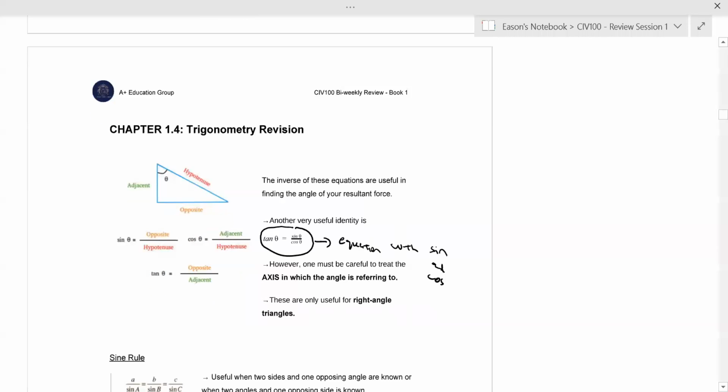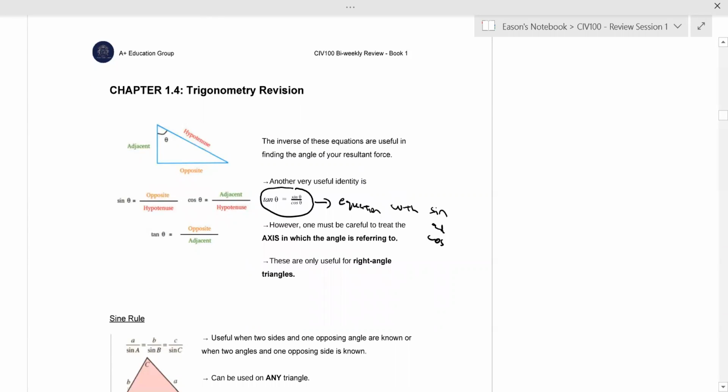And another important thing I want to point out is that you have to be very careful about the axis to which the angle is referring. For example, if I take the diagram that we have here, my final theta is just this theta, right? But if I have an x-axis and a y-axis, and I'm asking you what the angle is with respect to the positive x-axis, then there is some addition and subtraction that you have to do to get the correct angle.